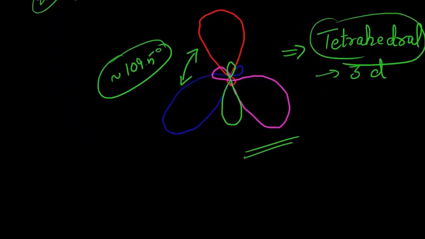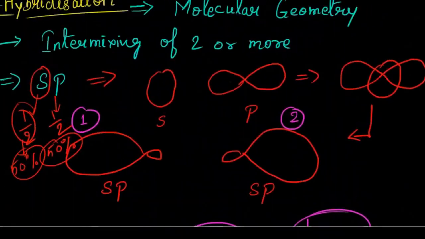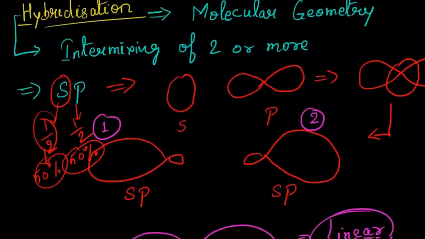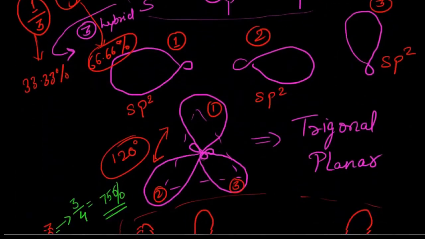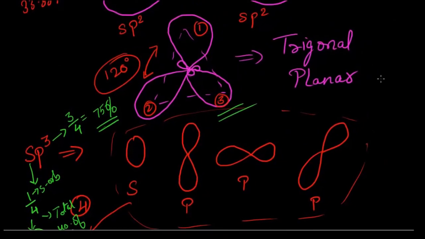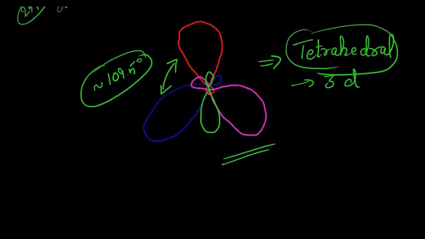So the geometry in case of sp hybridization is linear, in case of sp2 hybridization it is trigonal planar, and in case of sp3 hybridization it is tetrahedral.